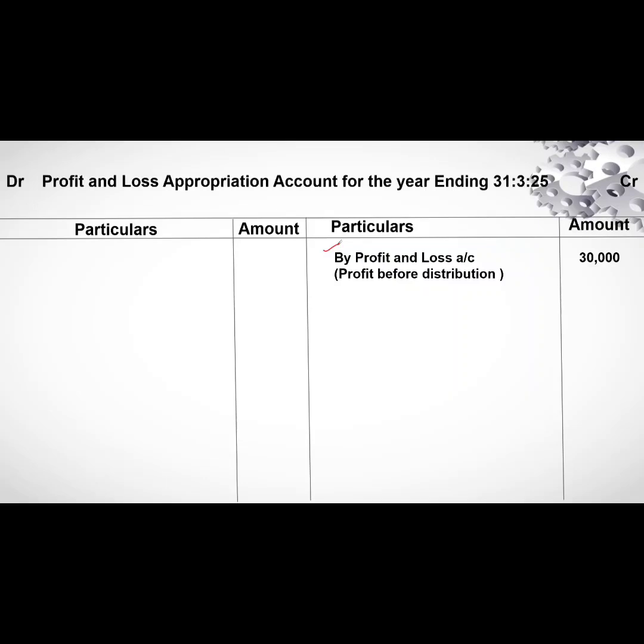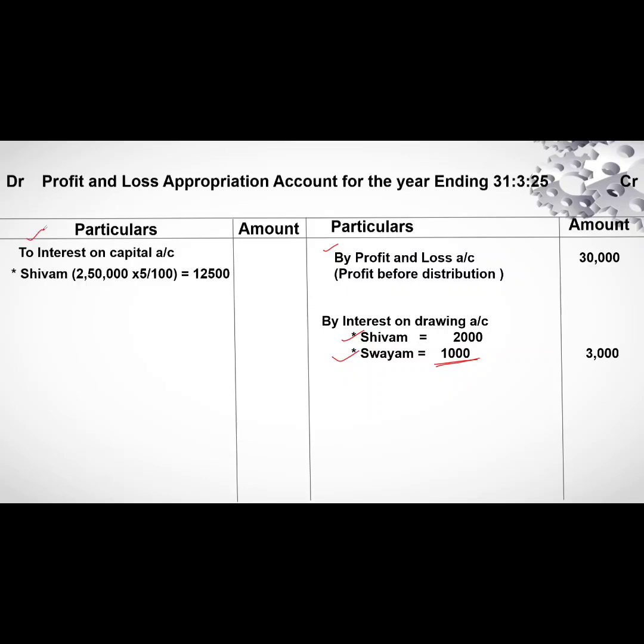Next is the interest on drawings. Interest on drawings is also directly given to us. So Shivam is 2,000 and Swayam is 1,000. So write the total 3,000 on the credit side of profit and loss appropriation account. Then moving on to the debit side, to interest on capital, which we have already calculated. So take the interest on capital of Shivam 12,500 and interest on capital of Swayam 7,500. The total amount is 20,000, which will appear on the debit side of profit and loss appropriation account.